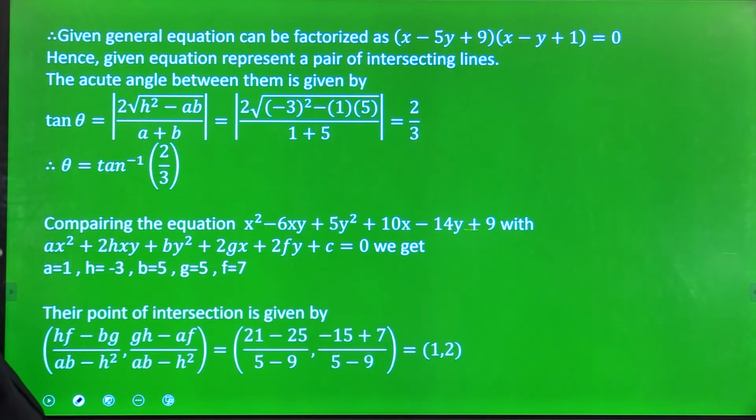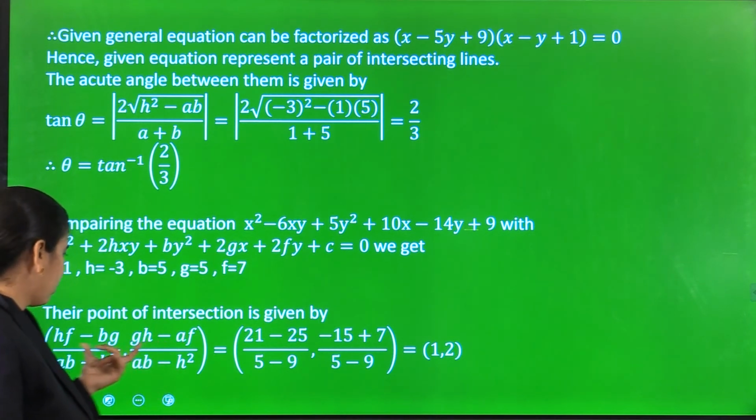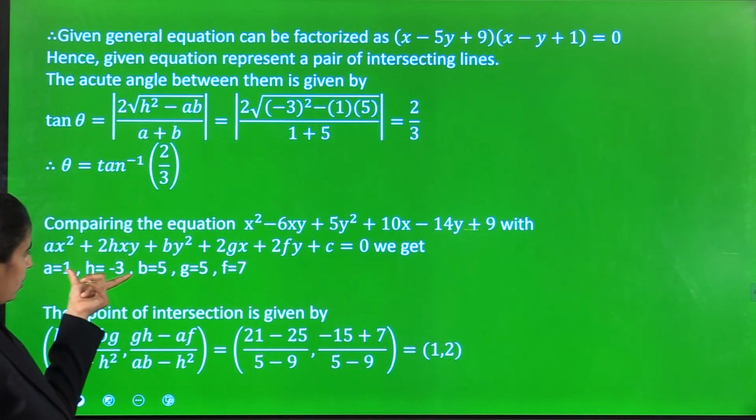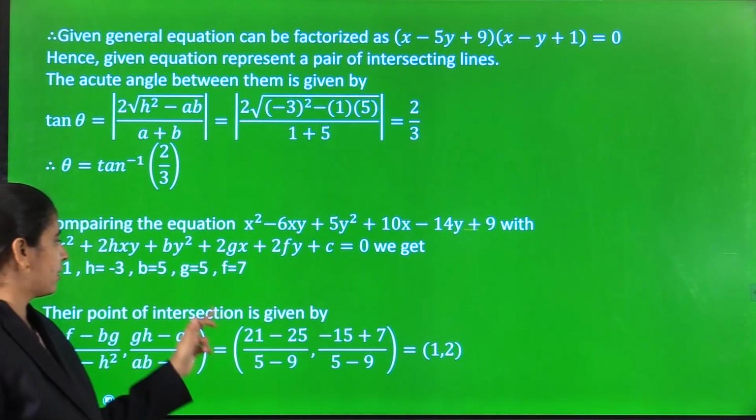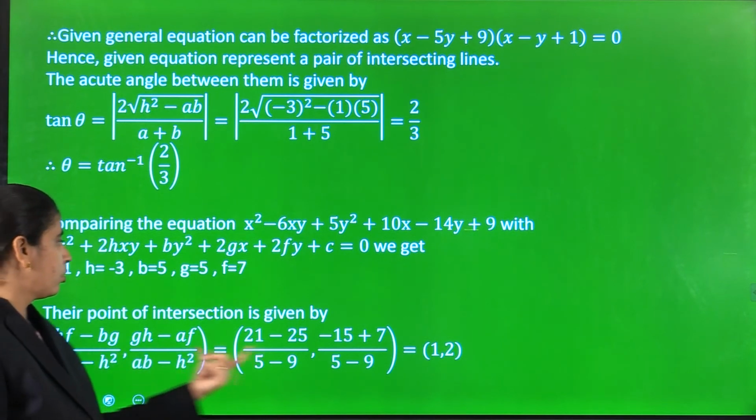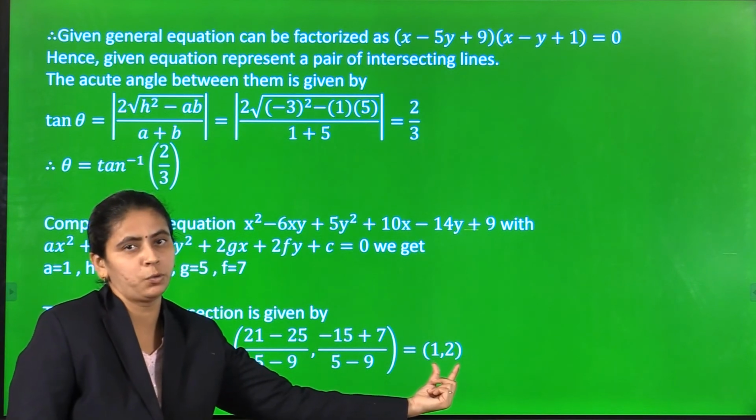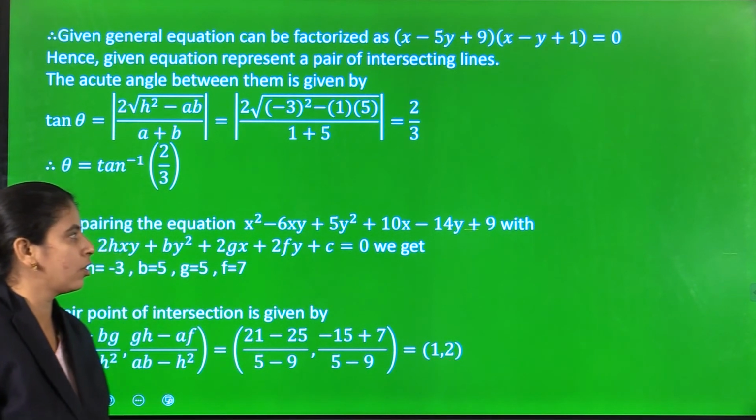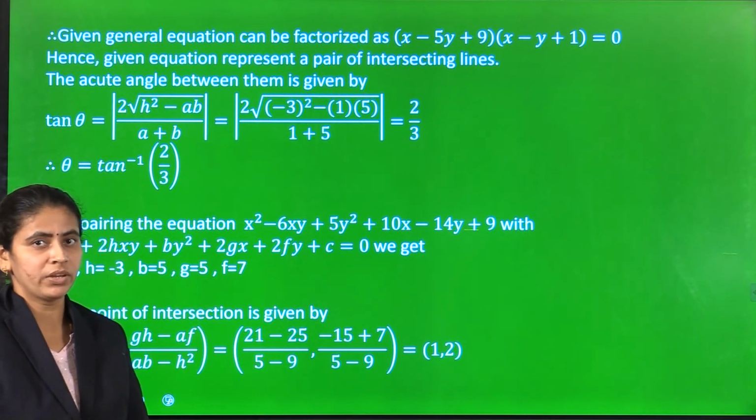After putting those values in the formula for the point of intersection, that is (hf minus bg) upon (ab minus h square) and (gh minus af) upon (ab minus h square), with a equal to 1, h equal to minus 3 and the other values, you will get the point (1, 2). So this is the point of intersection of the two lines represented by the given general second degree equation.